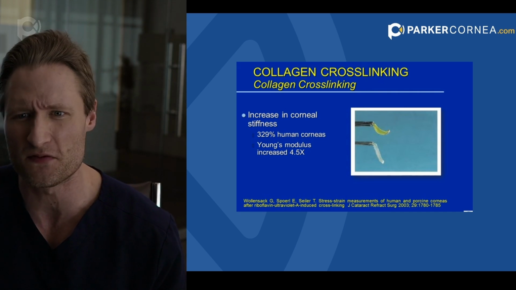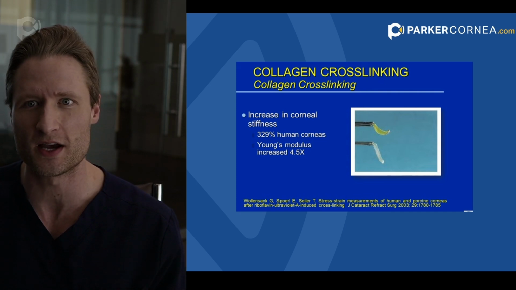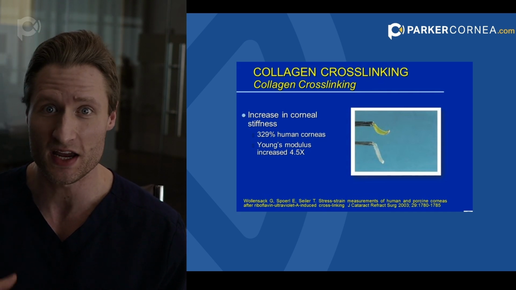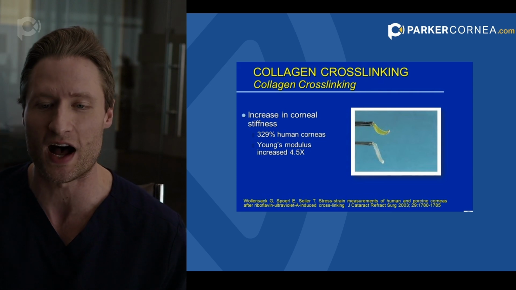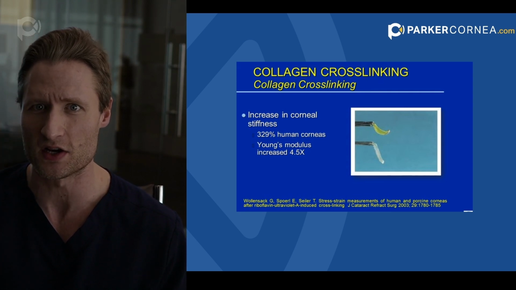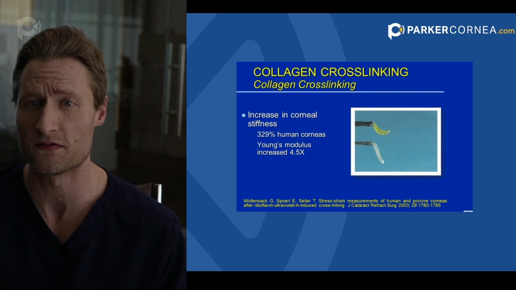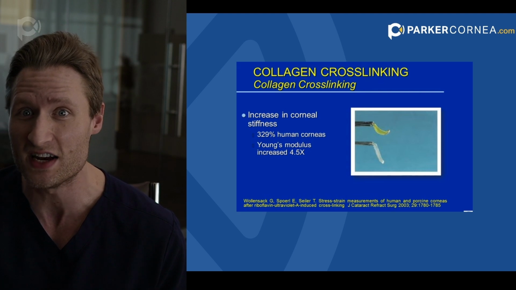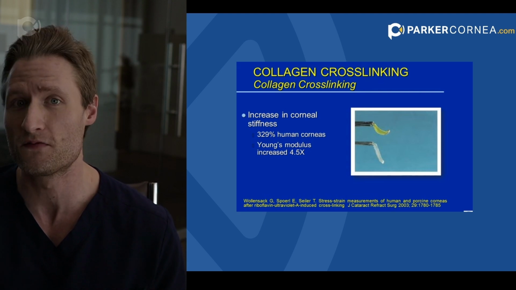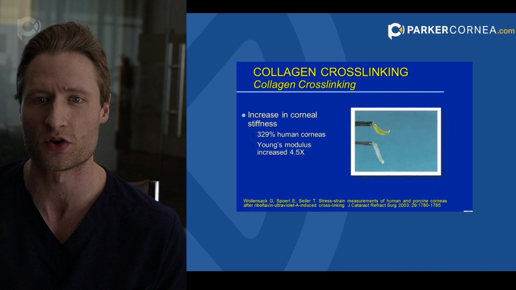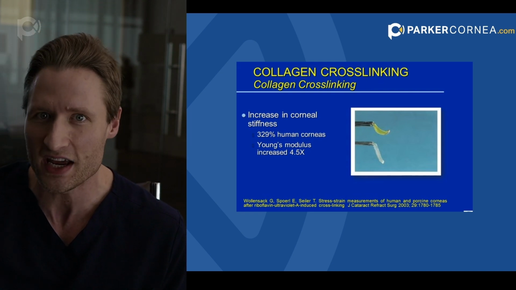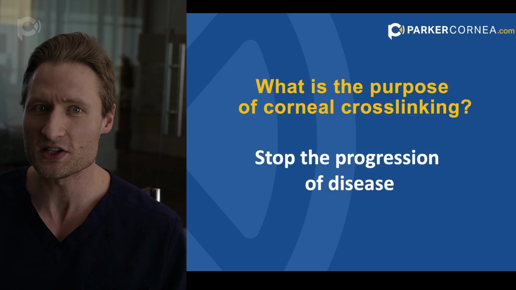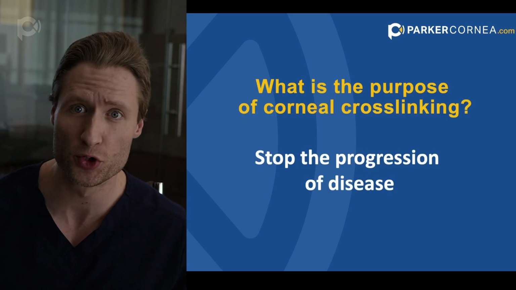The practical effect of that is it makes the cornea much more resistant to further changes in shape, either naturally or as a result of eye rubbing. The published success of cross-linking in stopping the progression of keratoconus is on the order of 97%. So the vast majority of people who are treated with cross-linking will see a cessation of the progression of their disease. So cross-linking is not done to improve somebody's vision.